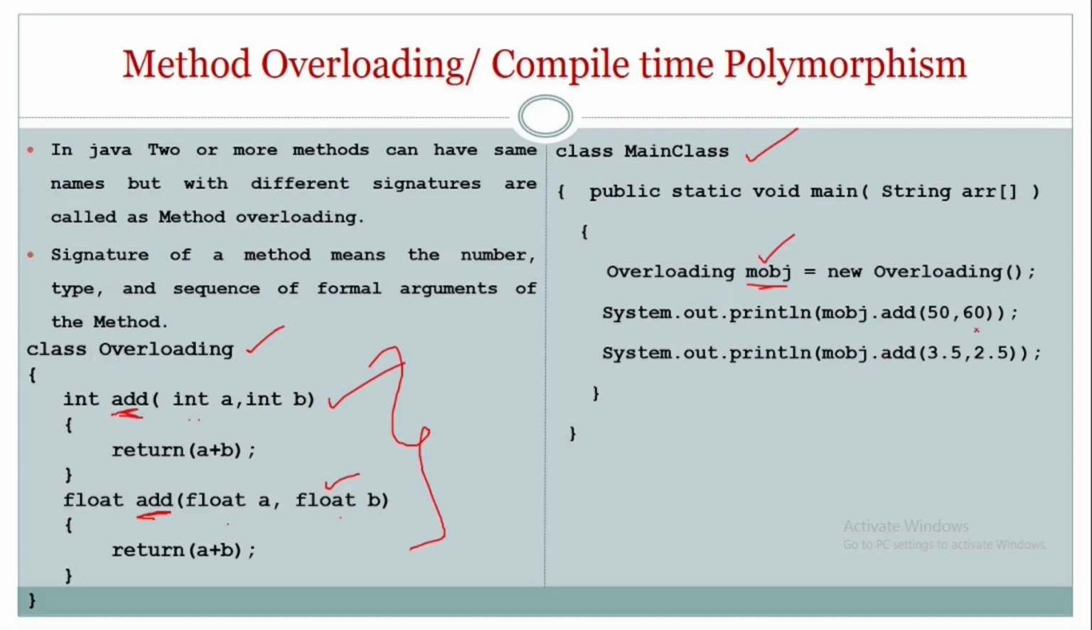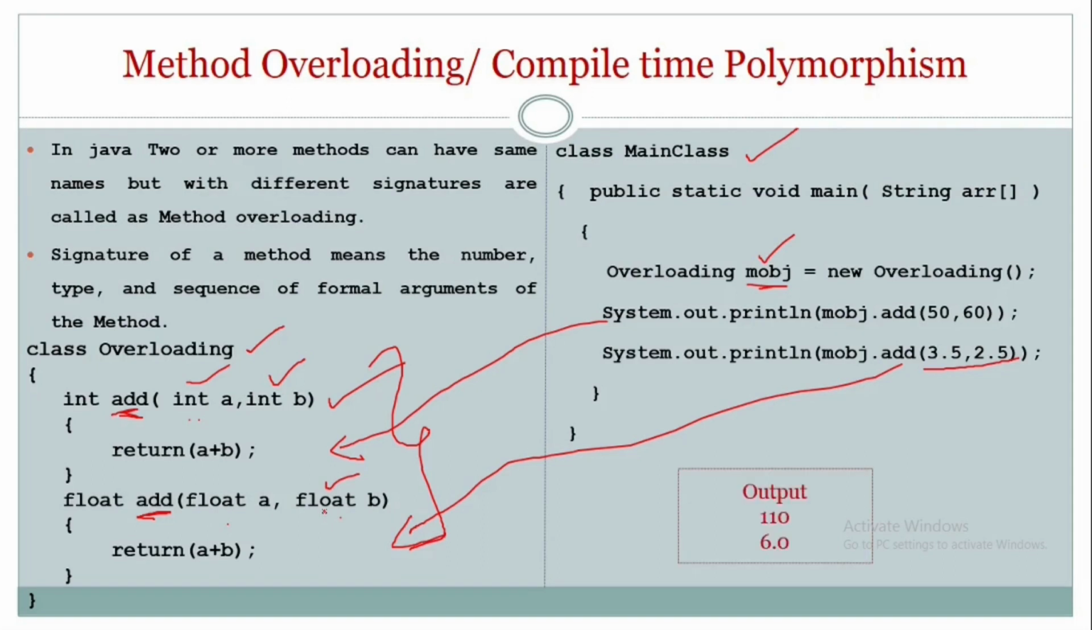Now add 50, 60 will call this method because here both the parameters are integer. Now add 3.5, 2.5 will call this method because here both the parameters are float. That's it about method overloading. And what is the output? That is 110 and 6.